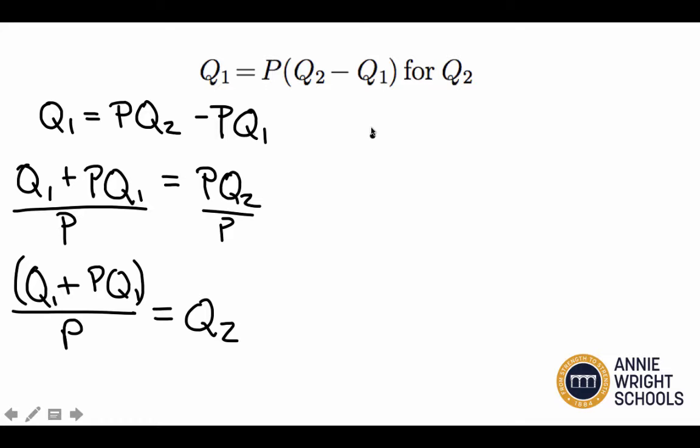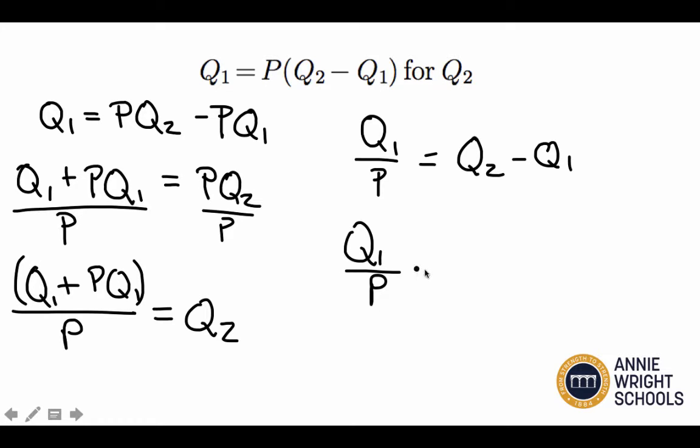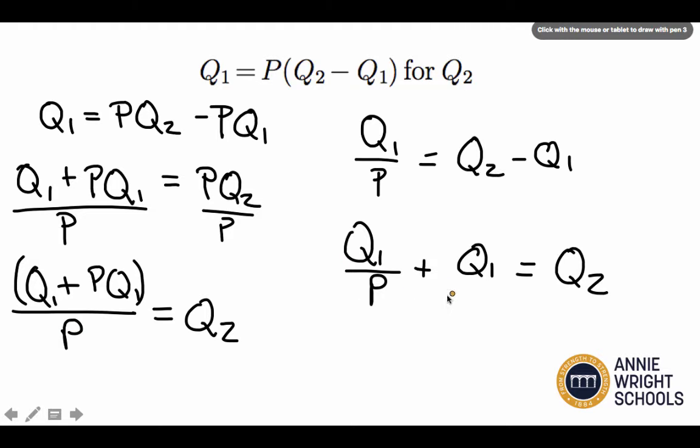Another way to solve this is to divide by P right off the bat and get this. Then add Q1 to both sides and you would get Q1 over P plus Q1 equals Q2. Which answer is correct? They both are. I don't care which one you write as long as you're accurate.